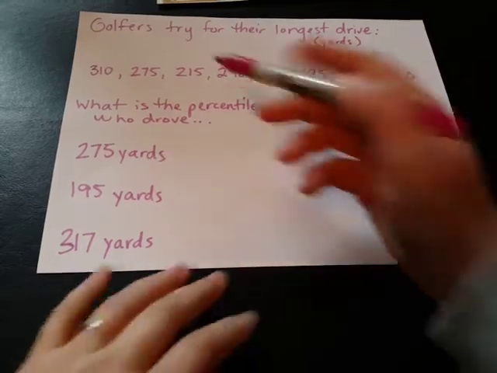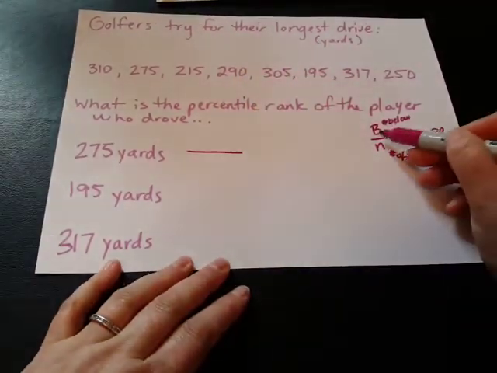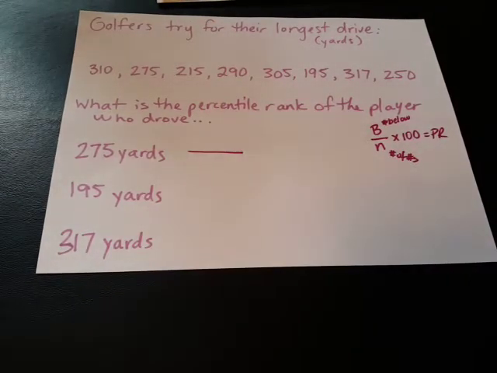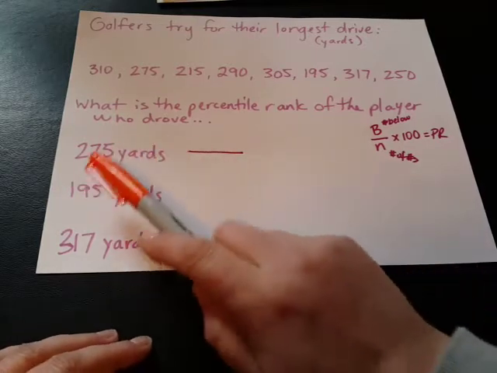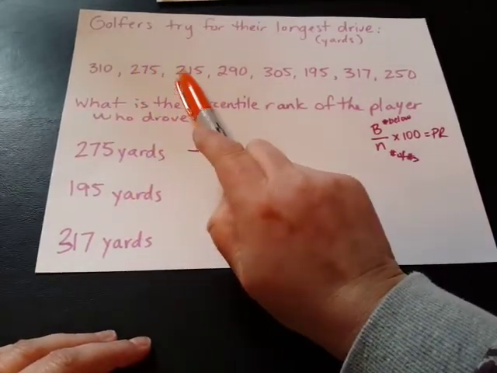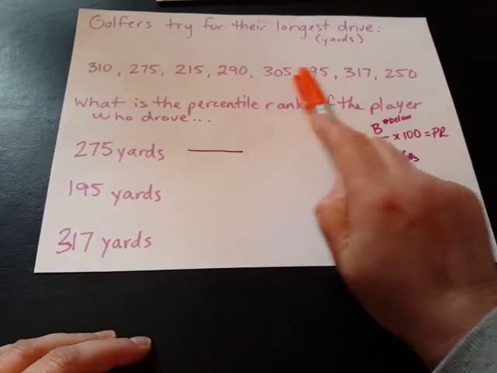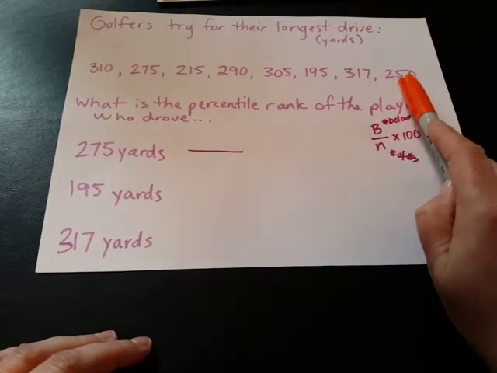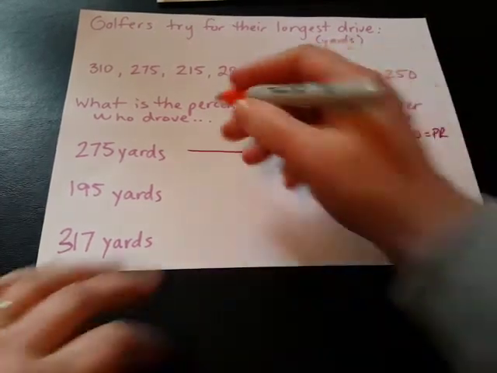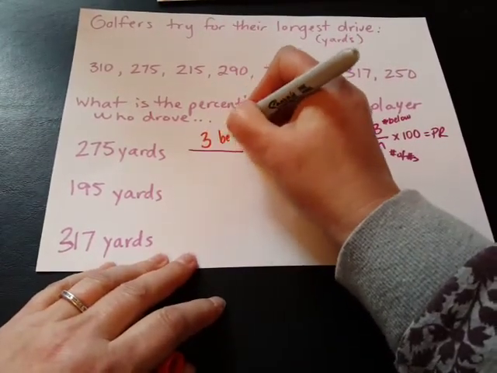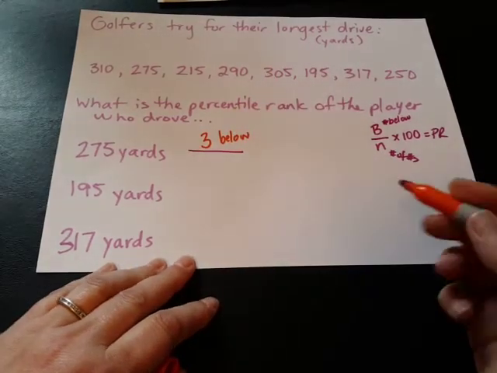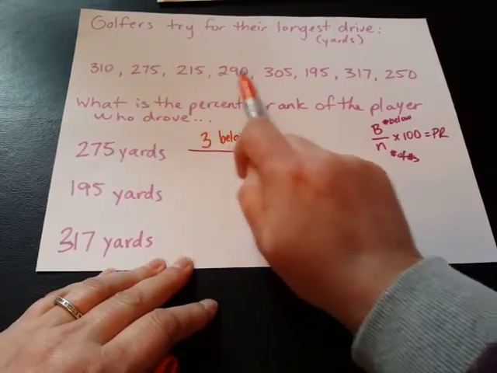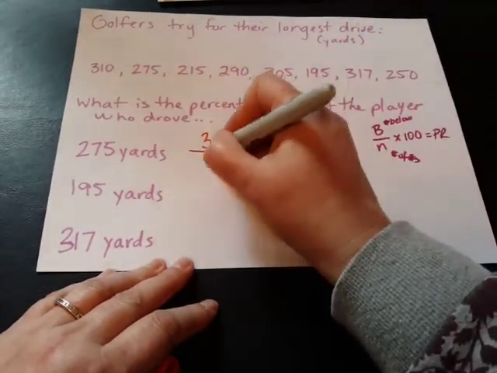What we want to do is find out how many players are below 275 yards. So let's go through and kind of count. Who's less than 275? Okay, this one is, so that's 1, 2. Okay, so it seems, 3. So there's 3 players that are below 275 out of the number of numbers, or how many players altogether? 1, 2, 3, 4, 5, 6, 7, 8.